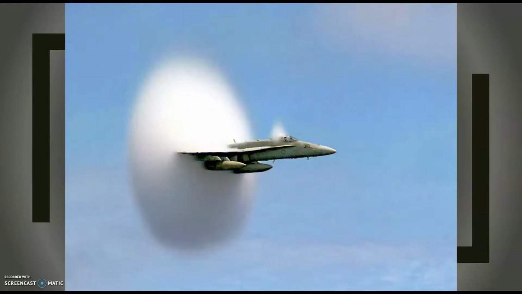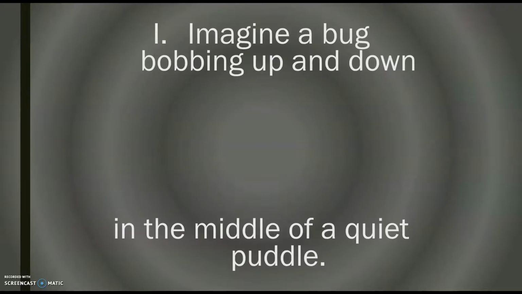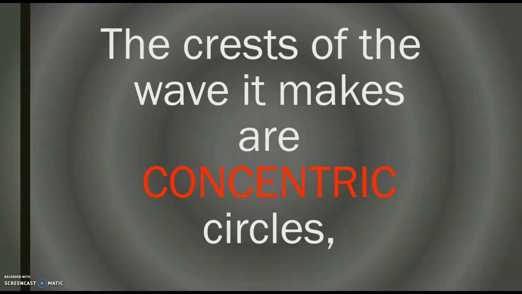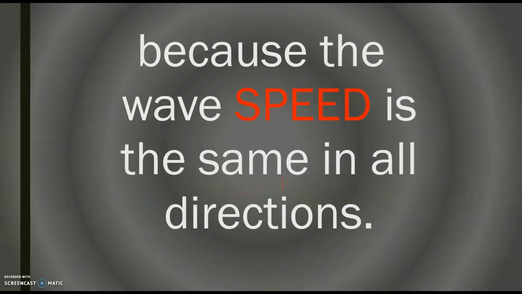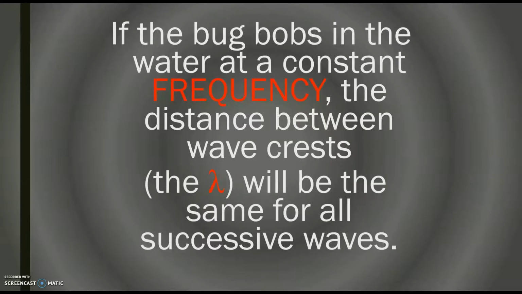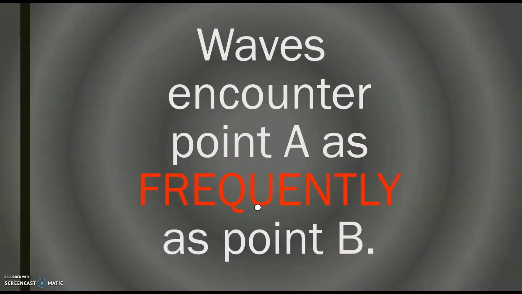All right, so Doppler effect. The Doppler effect is kind of an idea that if you want to imagine yourself as a bug bobbing up and down in the middle of a quiet puddle. Now, suppose that bug is not going anywhere, but merely treading in a fixed point. Well, the crests of the waves are going to be concentric circles. And because of those waves, the wave speed is the same in all directions. The distance between the wave crests will be the same. So that means the wavelengths will be the same, it's just constant little circles.